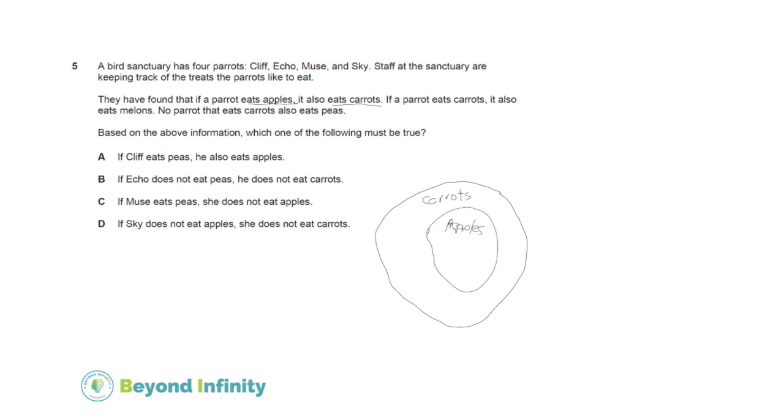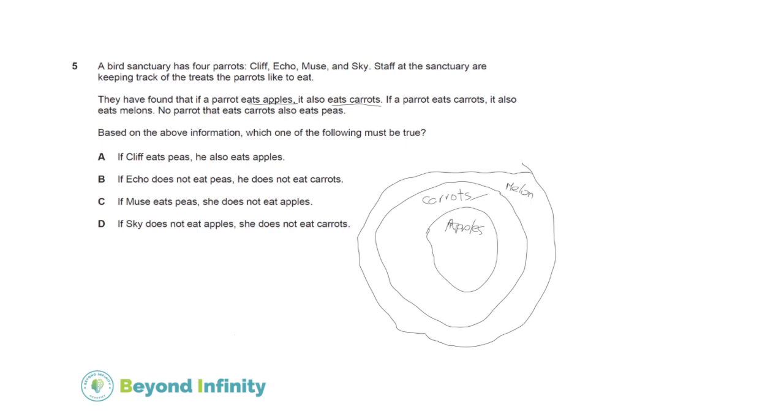Now, if a parrot eats carrots, it also eats melons. So we can do the same thing, right? That means that the circle that encloses birds that eat melons totally encloses carrots because every parrot that eats carrots also eats melons.